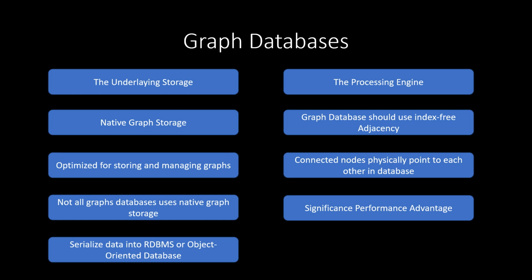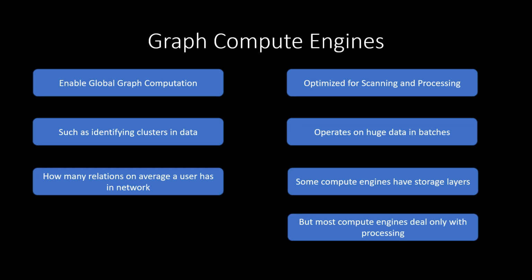The other thing is the processing engine that operates on the graph data. Native graph processing has significant advantages when it operates over native storage. The reason being the graphs are represented as they are visualized and there are no unnecessary disk hops related to indexes.